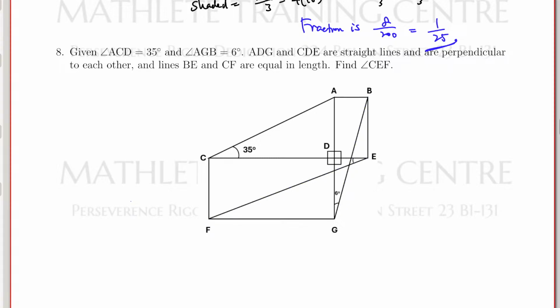Wait, sorry. Actually, it should be this and this. I made a mistake. BE and CF. Yeah. Okay. So BE and CF are equal in length. And I want to use that to find this angle CEF. Let me try to do that.